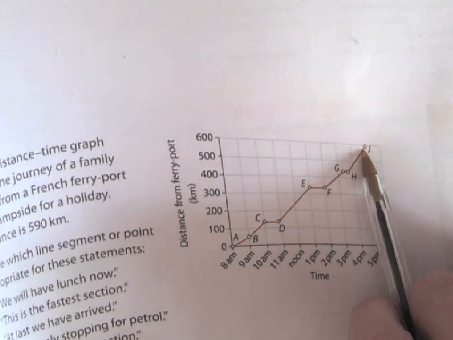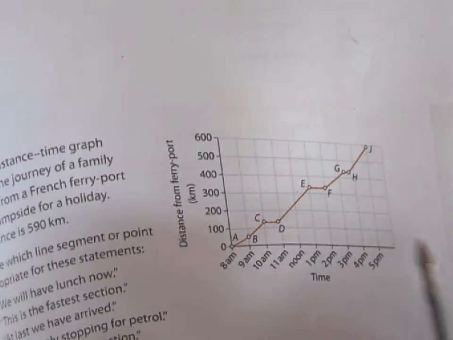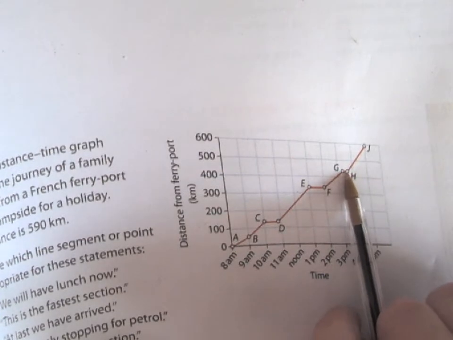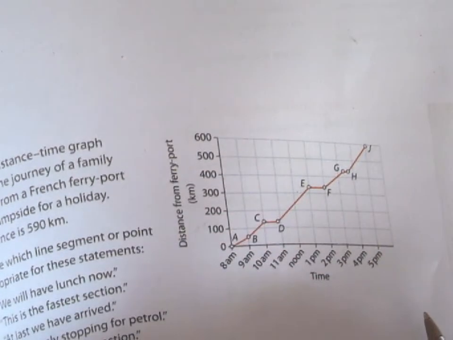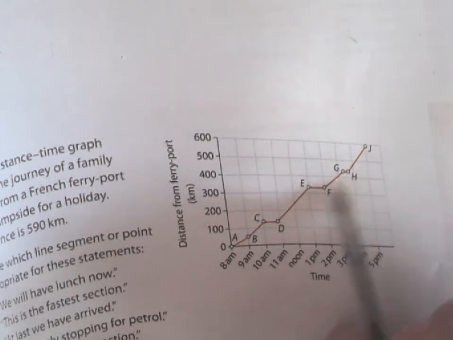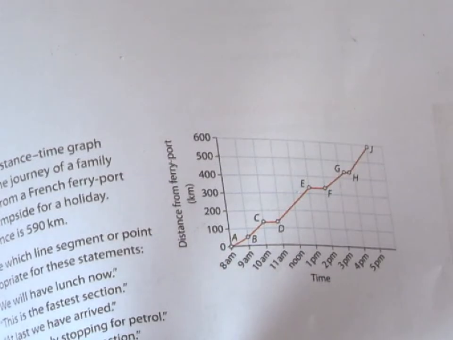We're only stopping for petrol, so that's a really short stop. I think that's G to H, it's a flat line, so they've stopped and it's quite short. This is the slowest section, so I think the slowest section is probably between A and B, because it's the flattest, the least steep line.